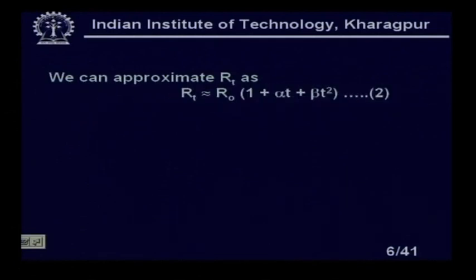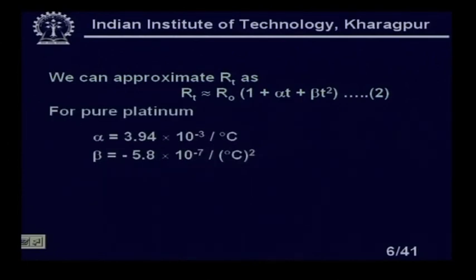We can approximate R T as R T equal to R naught into 1 plus alpha t plus beta t square. This is equation number 2. For pure platinum, alpha equal to 3.94 into 10 to the power minus 3 per degree centigrade, and beta equal to minus 5.8 into 10 to the power minus 7 per degree centigrade square.